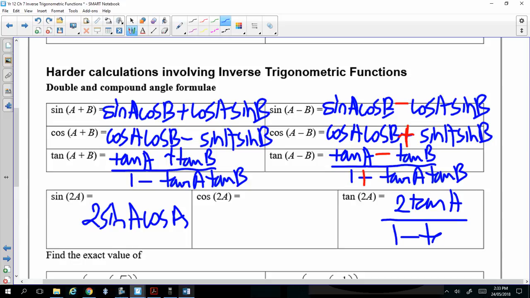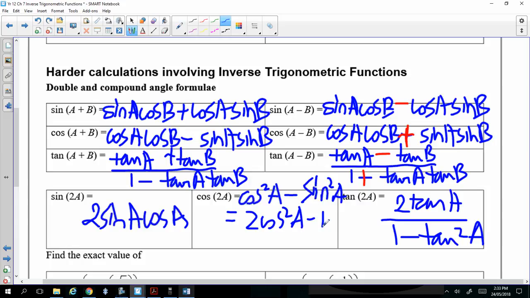So you get cos squared A minus sine squared A. Or you can do 2 cos square A minus 1. We just use them in the integration topic. So it's a good revision. Okay, we're not going to use all of it, but we'll use some of it in the exercise below. Okay, let's do some questions.